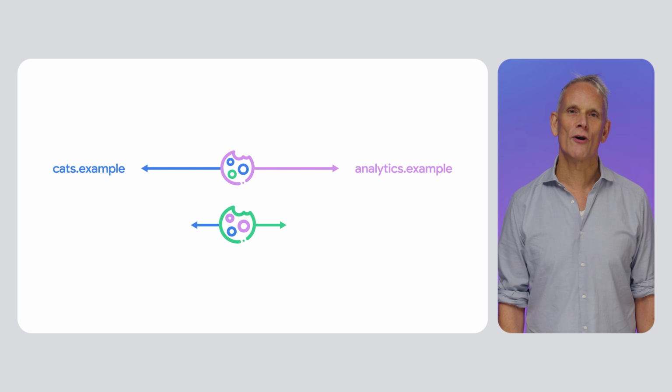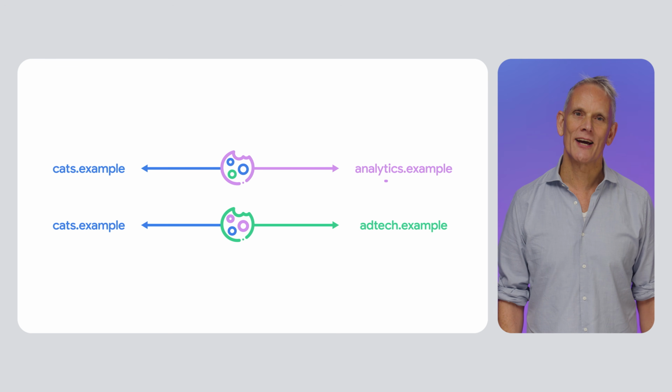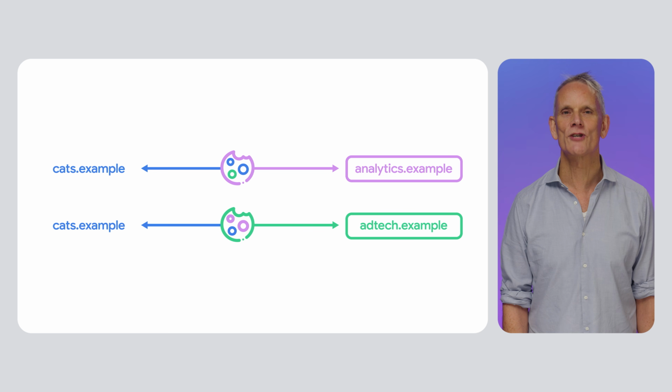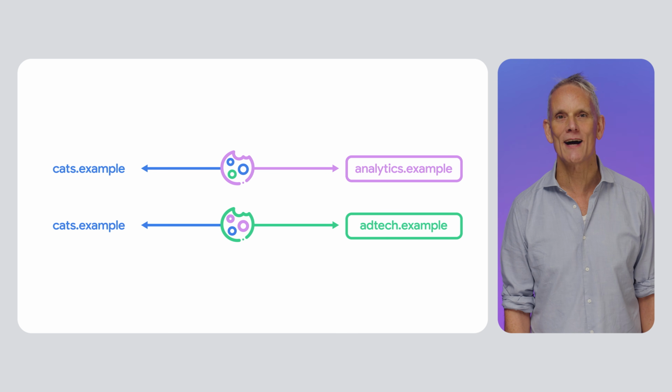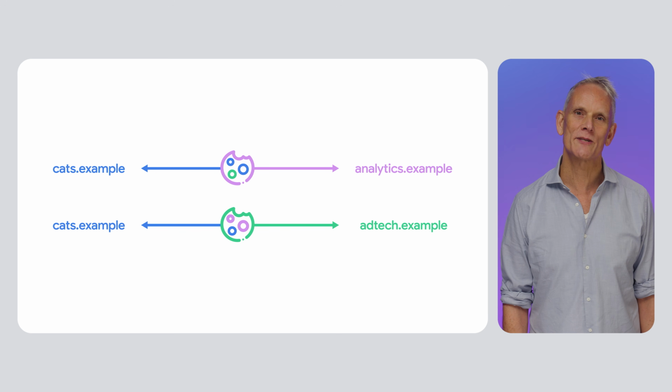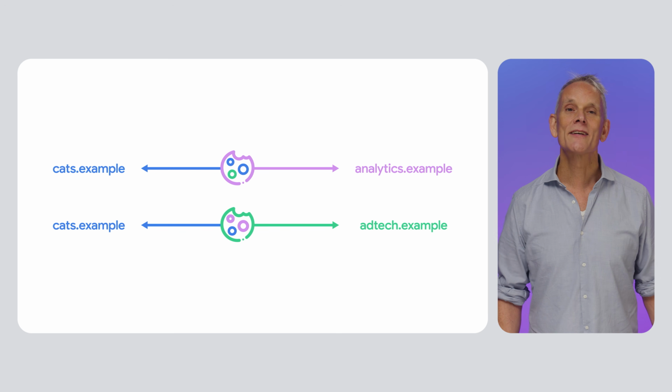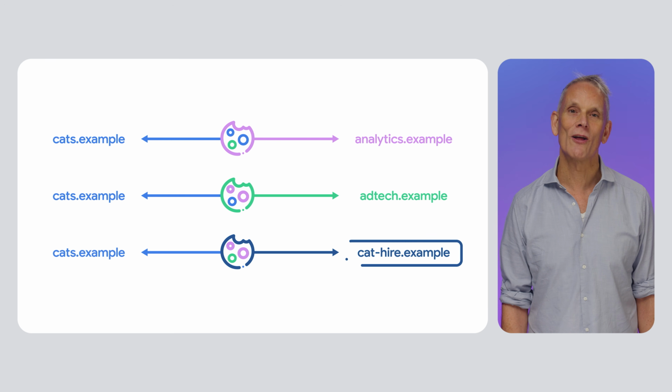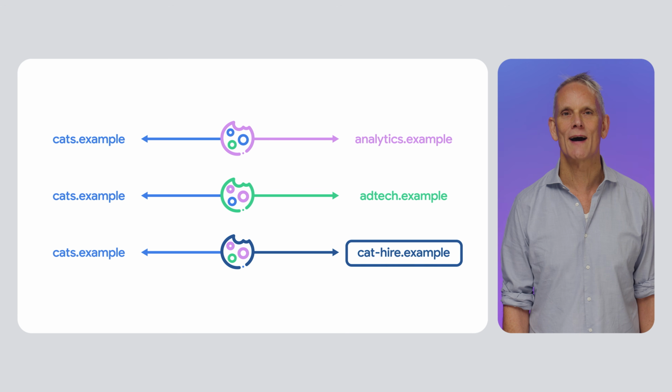Third-party cookies may be from a third party, such as the analytics.example JavaScript included on cats.example, or from a different site belonging to the same first party as the top-level site, such as the cathire.example iframe on cats.example.